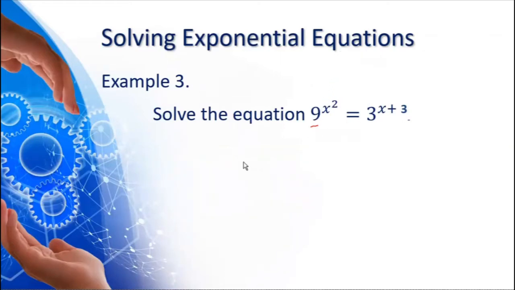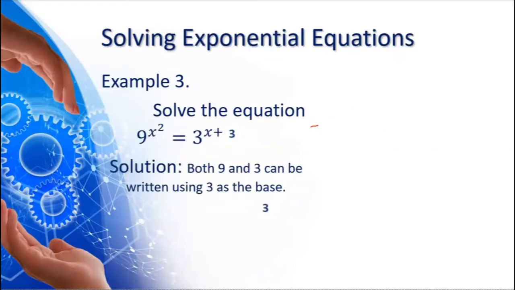In that scenario, 9 and 3 can be written using 3 as the base. So our 9 can be written as 3 raised to 2, because 3 squared is also 9. The right side is 3 raised to 1, so they now have the same base. The 3 squared comes from 9, and its exponent x squared is still there. On the right side, the base is 3 and its exponent is x plus 3. Yes, we now have the same base, 3.